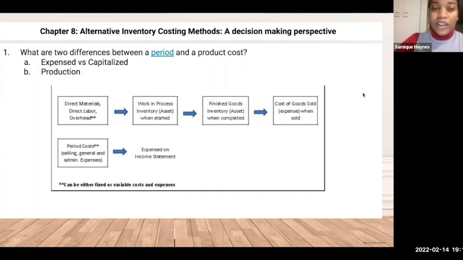Do we understand the differences now between period and product costs? There's a difference in production. Yes, that's the one we know, right? But then there's also a difference in terms of income statements where one is capitalized as an asset in inventory, and then when it's sold, it ends up on the income statement as an expense. But the period costs are expensed right away.